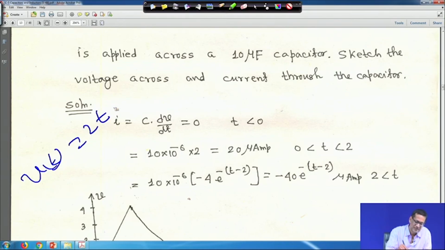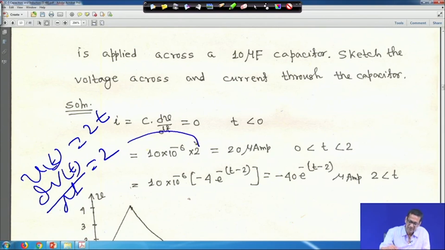V(t) is equal to 2t, that means dV by dt is equal to 2. So I is C into dV by dt, which is 2, and C is 10 microfarad, so 10 into 10 to the minus 6 farad. If you multiply this, it will be 20 microampere, the current in that interval between 0 and 2.